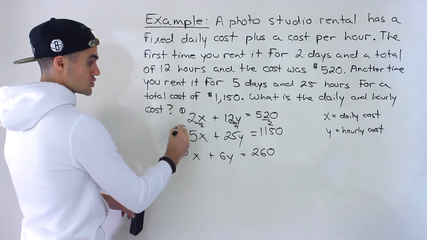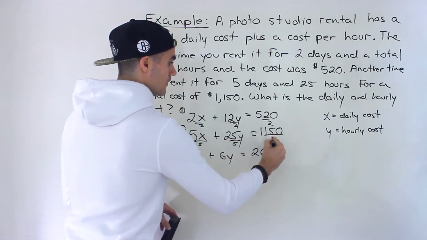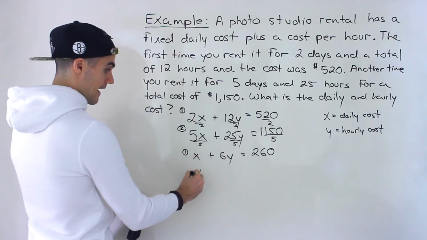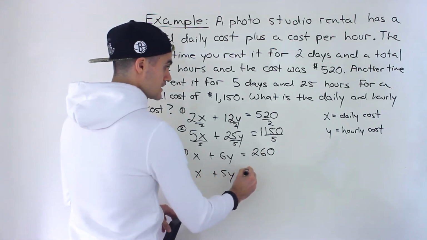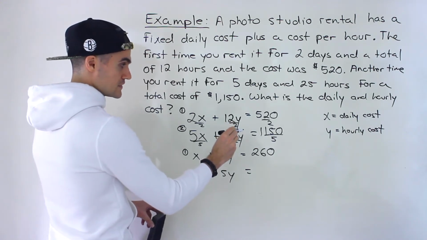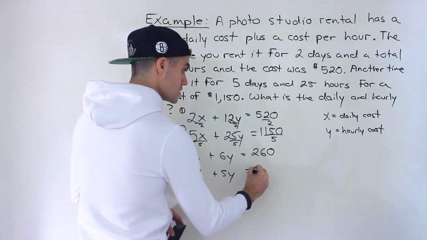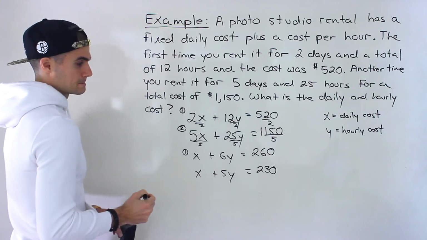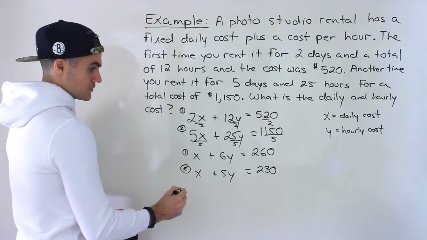And then notice in equation 2, we can actually divide everything by 5. So what we would end up with then is x plus 5y is equal to 1,150 divided by 5, which would give us 230. So this ends up being equation 2.